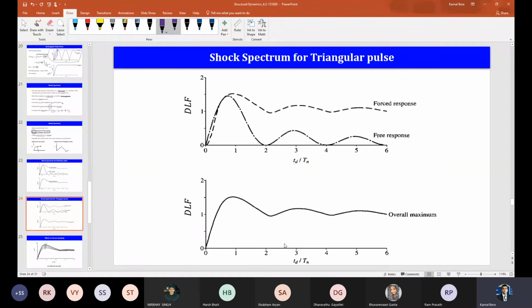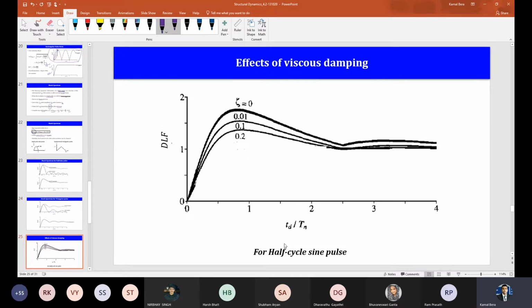Now, so far we have ignored the damping, right? Experimentally it has also been observed, for this type of pulse loading, which is only for a very small duration, that this is one of the experiments done, and this is the result. Okay, for the DLF versus Td by Tn, including the damping. So you can see here that the effect of damping is not that much.